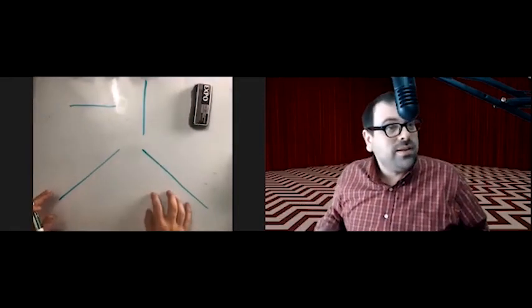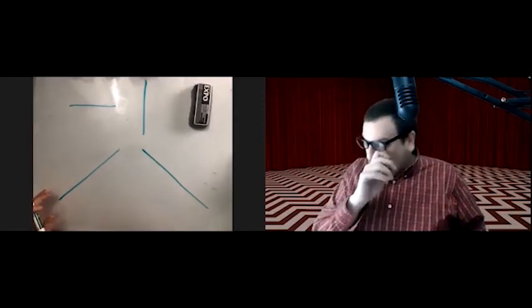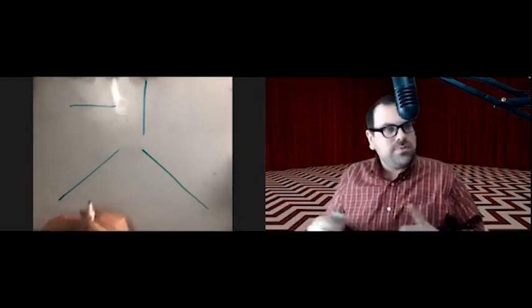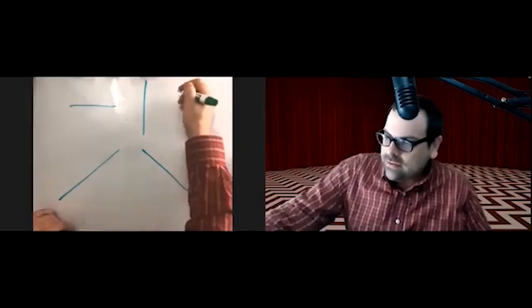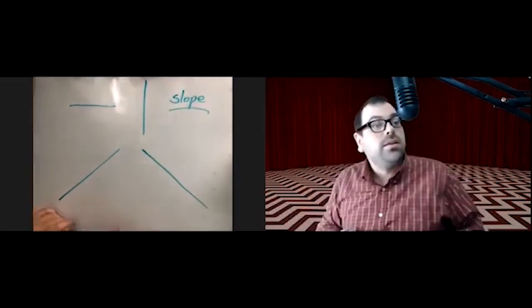It's important that we have these 4 different types of lines, and we describe each of these in terms of their slant, in terms of their slope.